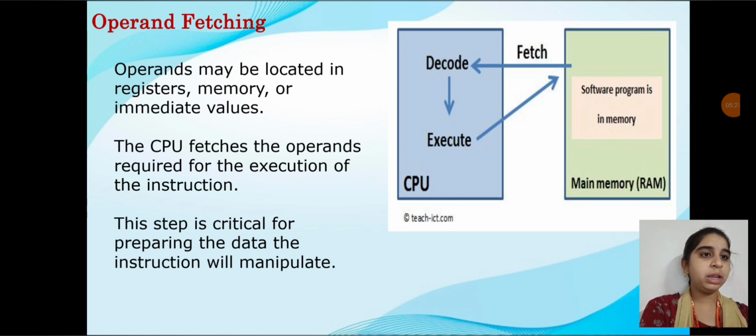Here we can see the main memory. Software program is in the main memory. It will fetch the software program into the decode stage and it will execute and then it moves to the main memory again.